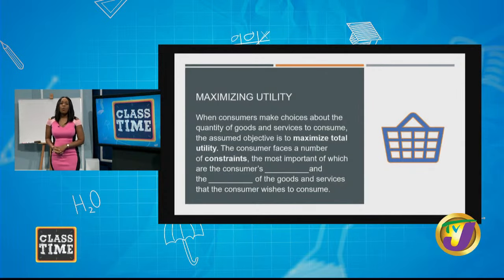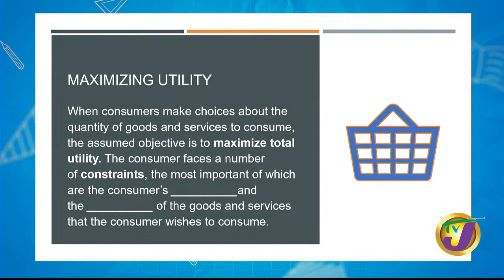Now, we want to look at what a rational consumer might do. And the rational consumer is one who aims to maximize utility. So I want you to look at this statement and see if you can fill in the blanks. It says, when consumers make choices about the quantity of goods and services to consume, the assumed objective is to maximize total utility, get as much as you can get, right? The consumer faces a number of constraints, the most important of which are the consumer's dash and the dash of the goods and services they wish to consume. I wonder if you are able to fill in those blanks.